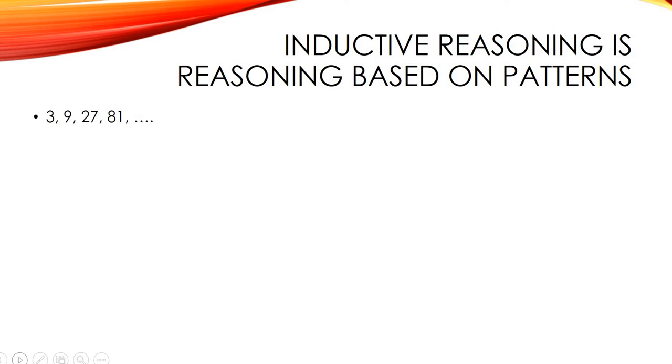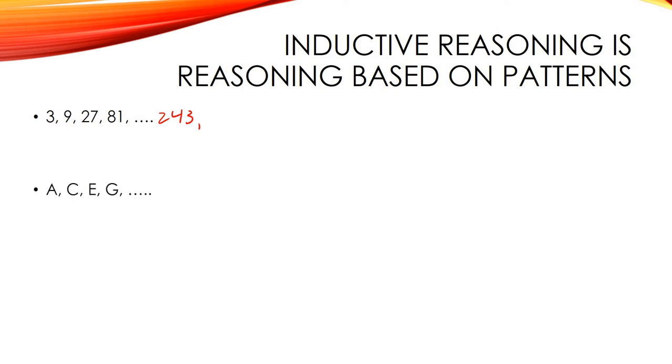So here's a pattern: 3, 9, 27, 81. If I ask you to figure out what this pattern is, you would probably say that each number is multiplied by 3. So the next one in the series would be 81 times 3, which is 243. And we can continue the pattern by multiplying times 3 every time. So this is a pattern that we can easily recognize.